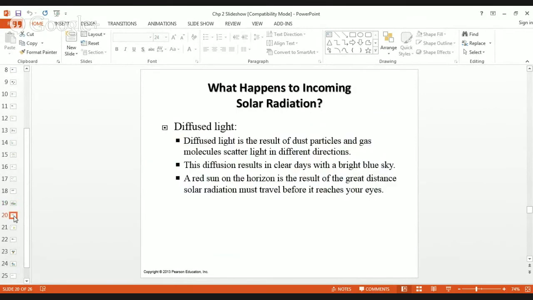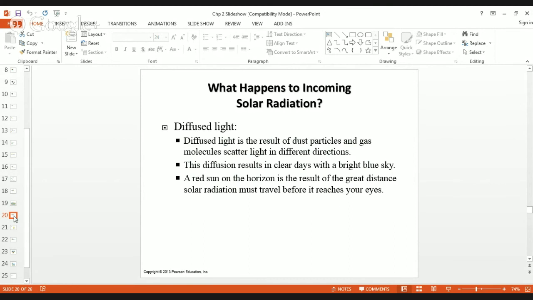Moving on into the next slide, let's talk about diffuse light. This is a bit more vague. This is a result of dust particles or suspended aerosols in the atmosphere, and they scatter light in different directions. This results in clear days with bright blue skies. Sometimes in the wintertime, you can notice how we have clear days, and in certain seasons, we have a lighter blue sky with no clouds, and in other seasons, we have a brilliant blue sky with no clouds.